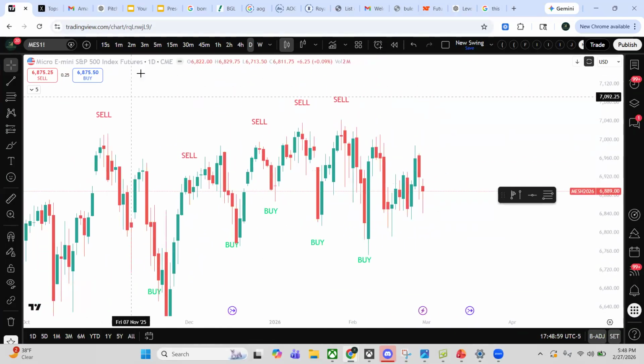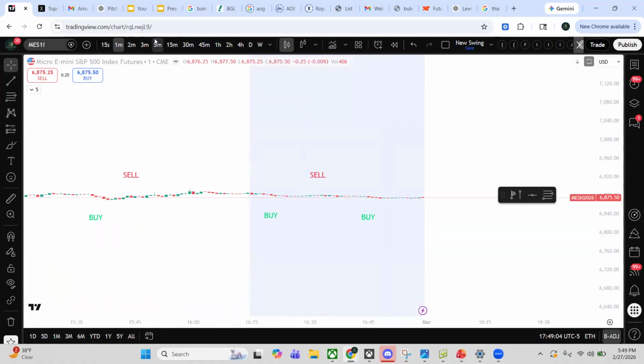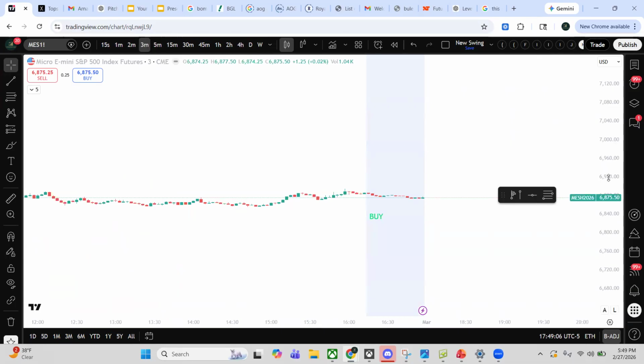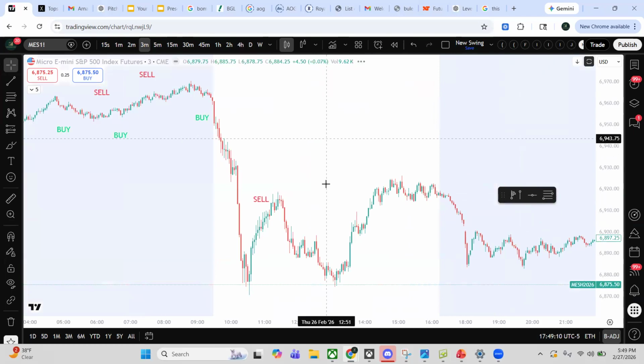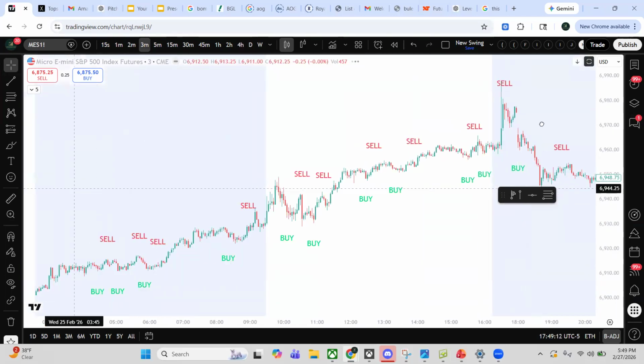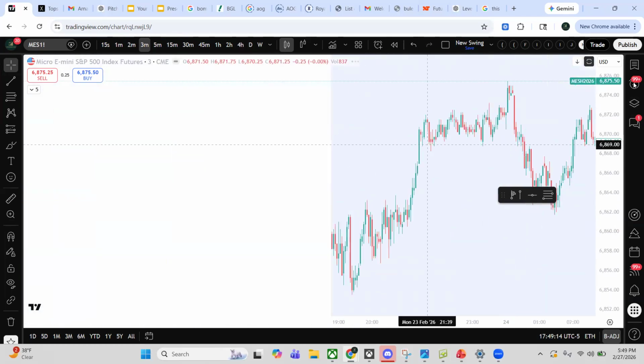And there's the indicator doing its thing. Let me see if I can, let's try with the 3 minute. We should be able to get away with that. What did I say? The 12th, yeah. Okay, let's jump to the 12th.